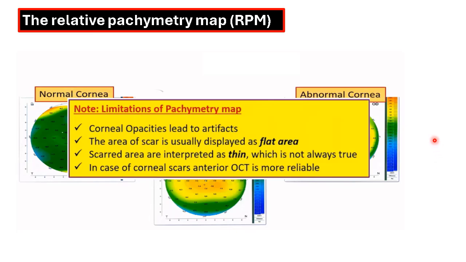So it is preferably advised, when there is central corneal scarring, especially in cases post acute hydrops, to use anterior segment OCT to get good details about the thickness of the cornea, and compare it with the thickness taken by the pachymetry map.